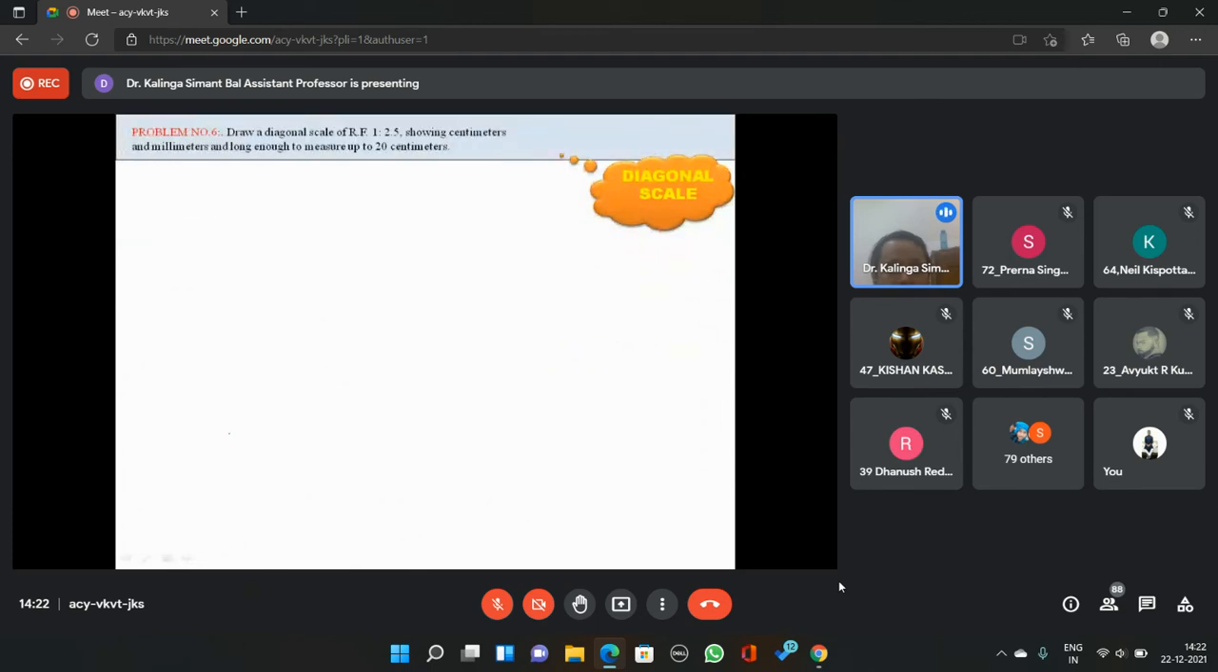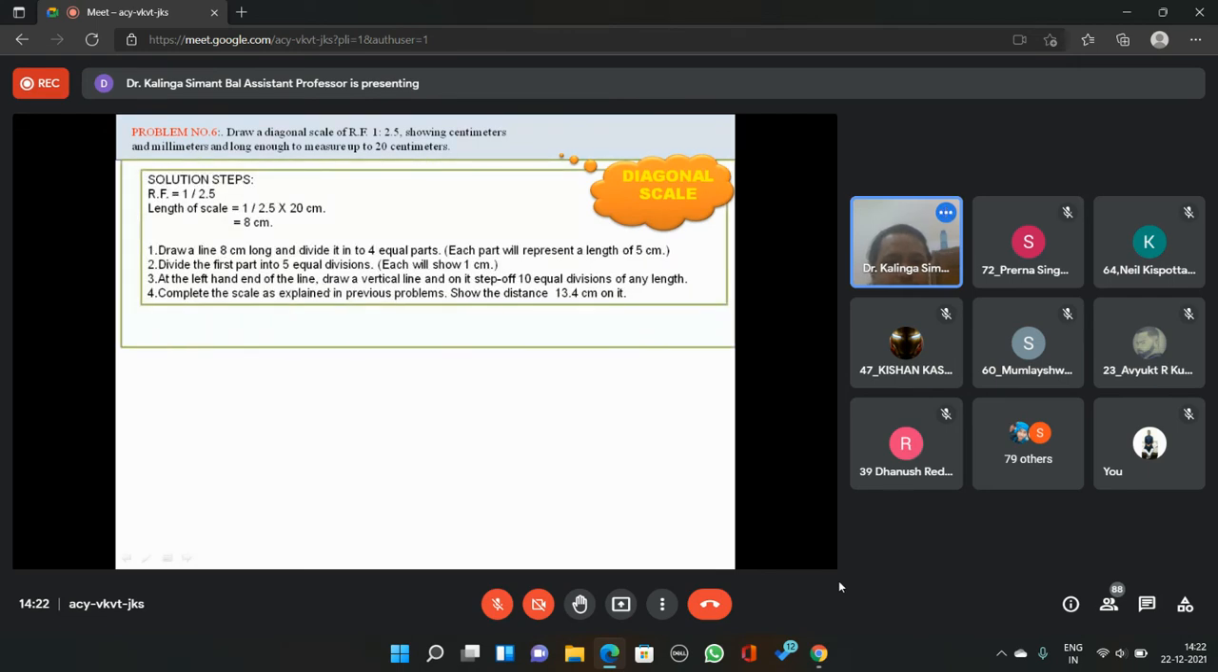Now this is another example where we have been given a diagonal scale. We have to draw a diagonal scale of RF 1 is to 25, showing a centimeter and millimeter scale to measure up to 20 centimeters. For that case, actually the same concept. We have been given the RF as 1 is to 25.